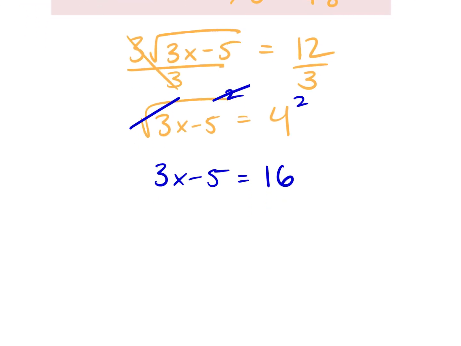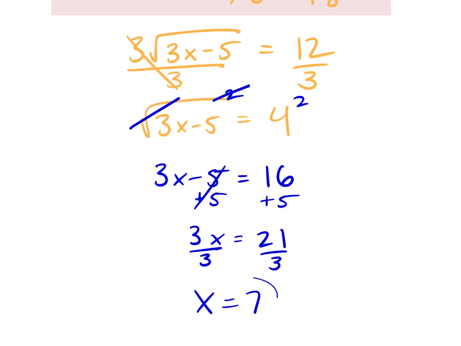Then what should we do? Add 5. So 3x equals 21. What's the last step? Divide by 3. So what does x equal? 7. Awesome.